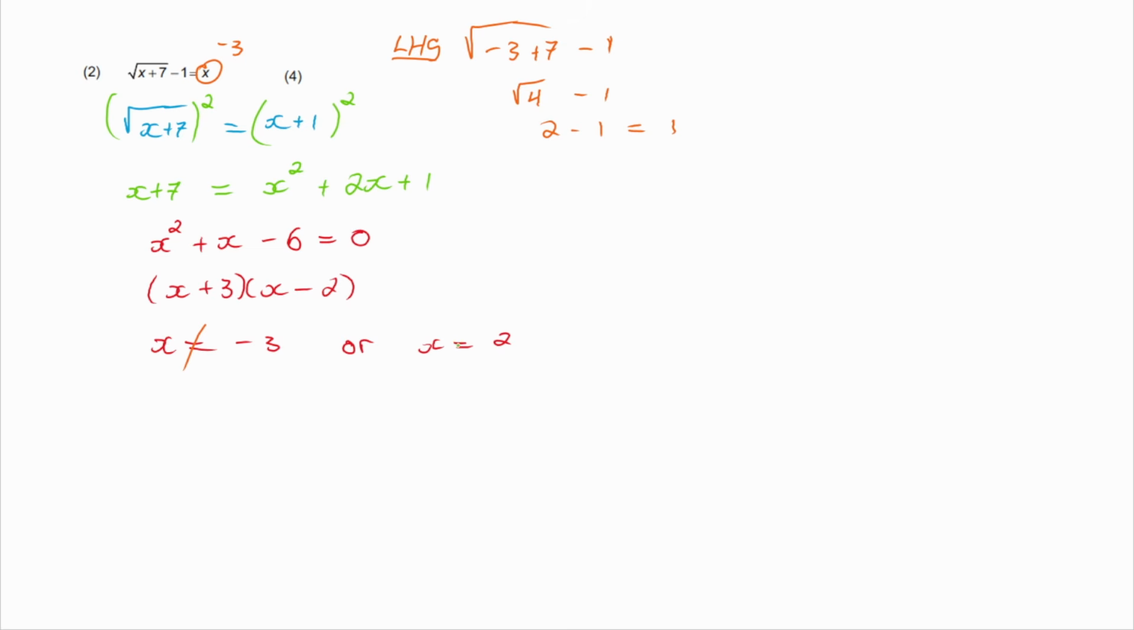Okay, let's check the other one. You normally don't have to, but let's check it anyways. So we're going to have 2 plus 7, in the square root, minus 1. This is again for the left-hand side. That is the square root of 9, which is 3, minus 1, which is 2. So the left-hand side is 2, and the right-hand side, we just plug in, is 2. So 2 equals 2, left-hand side is equal to right-hand side. So this answer is valid.